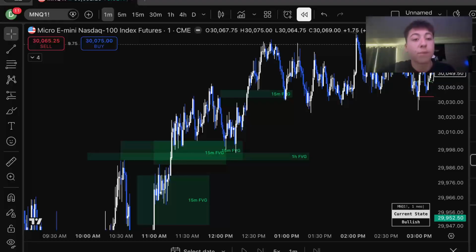You can do that, or you can just wait for the tap into the gap and the break of structure, just like this. But we didn't tap into this gap yet, we just formed it. I'll put all the indicators I use, or I can show them or make a separate video on that. Just let me know in the comments.